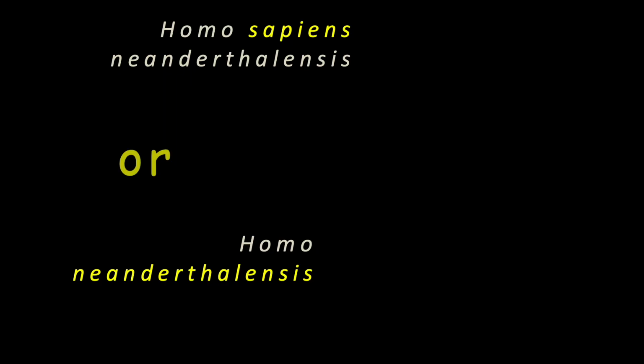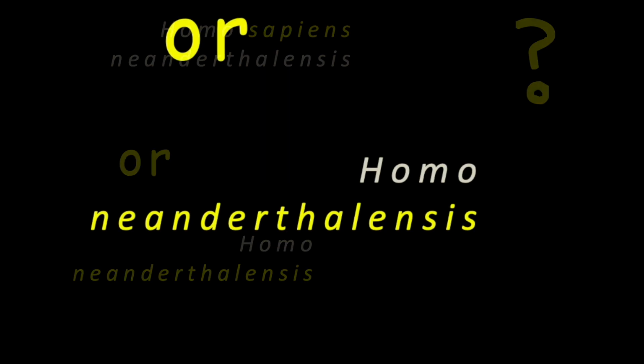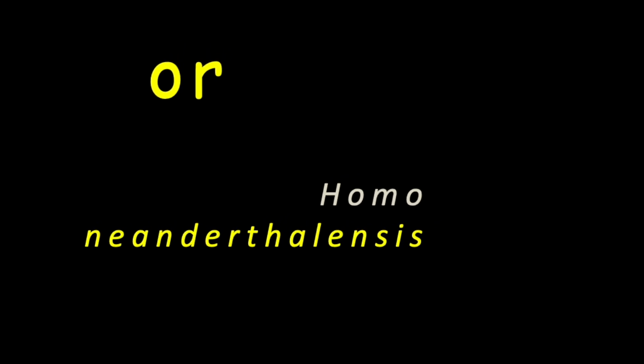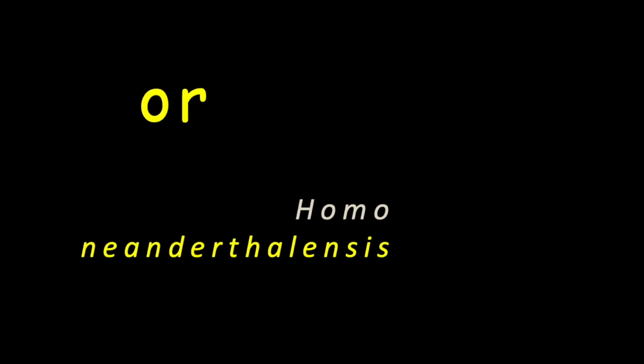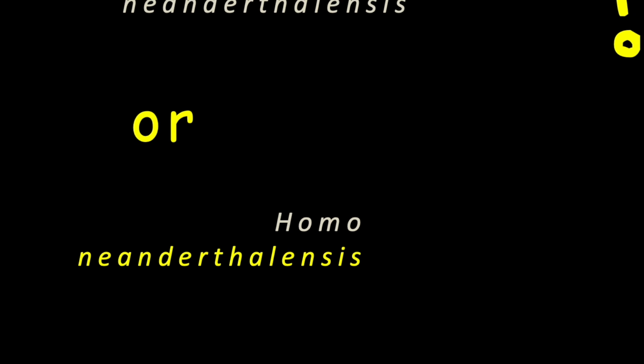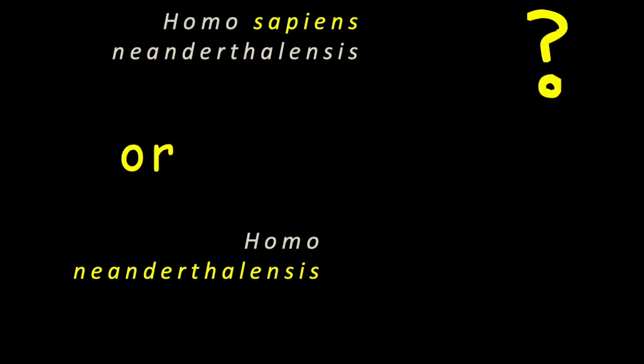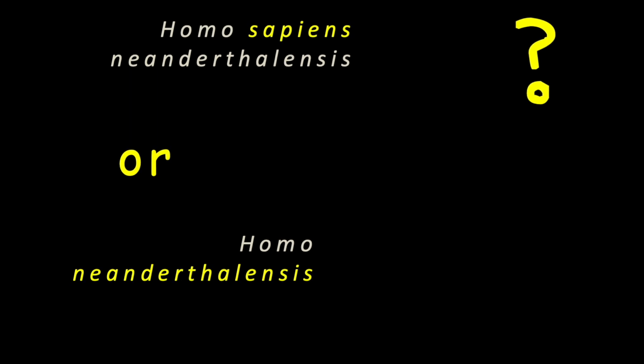So the question still remains how we classify Neanderthals. And there are two schools of thought. One is that we should consider them a separate species to ourselves, so the name would be Homo neanderthalensis. The opposing idea is that no, they're more or less the same as Homo sapiens, just a subspecies. So the term there would be Homo sapiens neanderthalensis.